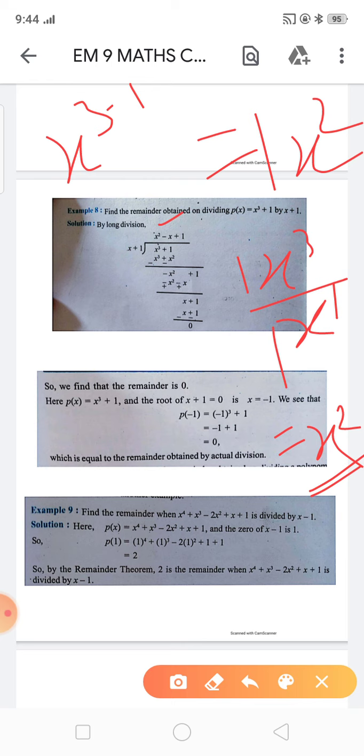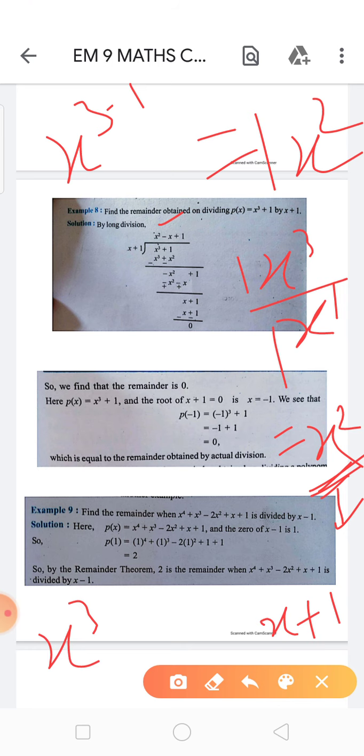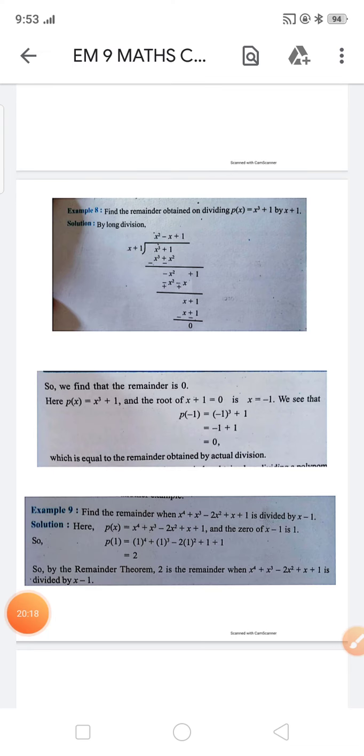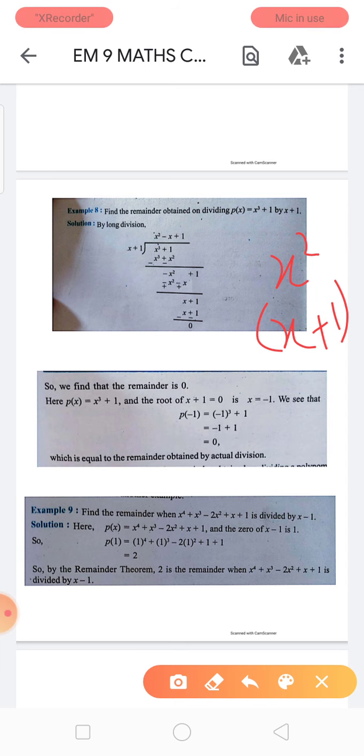So we write in our quotient polynomial form. First here we write x square. Now multiply x square with our divisor x plus 1. We get x cube. Now multiplying our quotient x square with our divisor x plus 1, we get this step: x square into x means x cube plus x square into 1 means x square.